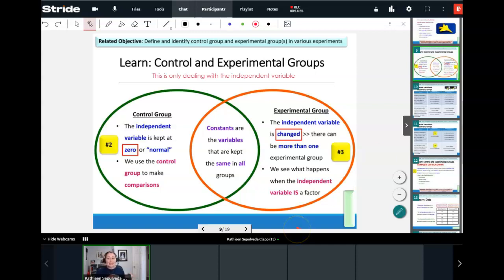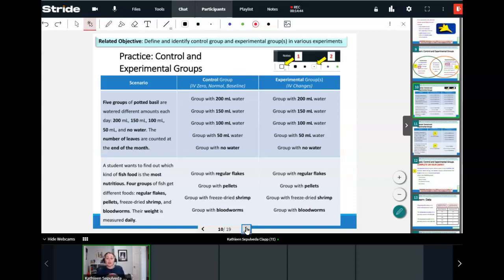Let's go ahead and take a look at some examples of what a control group is and what the experimental group are. Okay? So let's take a look at our first scenario. It's the same one that we talked about on Friday with the potted basil and the fish food. Yum, right before lunch. All right. So 5 groups of potted basil are watered different amounts each day: 200 milliliters, 150 milliliters, 100 milliliters, 50 milliliters, and no water. The number of leaves are counted at the end of the month.